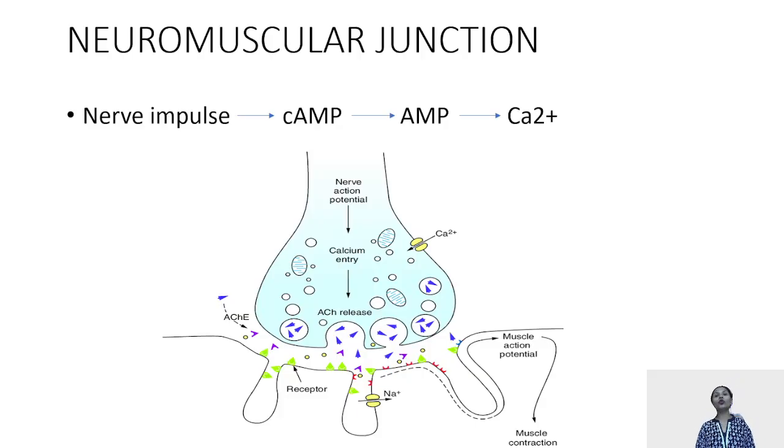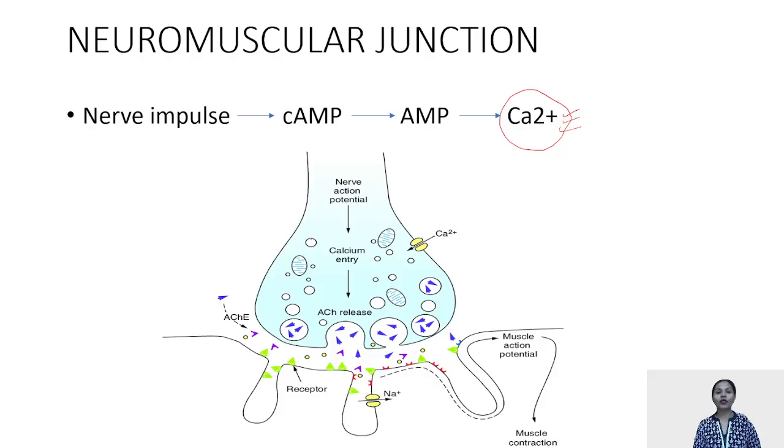Now, before we start with the neuromuscular blocking agents, let's have a brief review of the neuromuscular junction that these blocking agents are going to block. What happens is that when the nerve impulse comes, an action potential is generated. Because of that action potential, a pathway is activated, which consists of cyclic AMP, which changes into AMP, and eventually calcium ion is released into the axonal terminals. And this is the calcium ion that is going to play a lot of role in the nerve conduction.